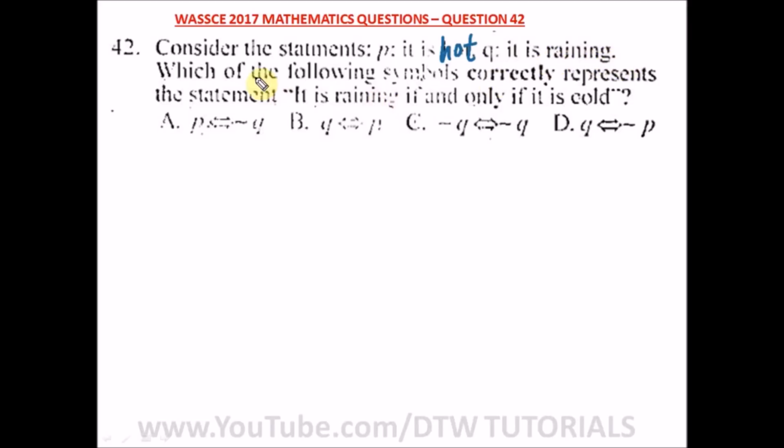Q, it is raining. Which of the following symbols correctly represent the statement "it is raining if and only if it is cold"? Okay, remember this is under logic, and this statement is a compound statement. And when you see "if and only if", it is what? A product rule, and product rule is represented by this sign. So the answer here is just B, which is Q with the sign P.